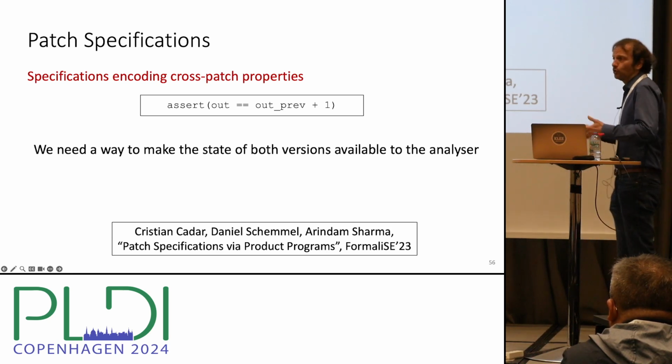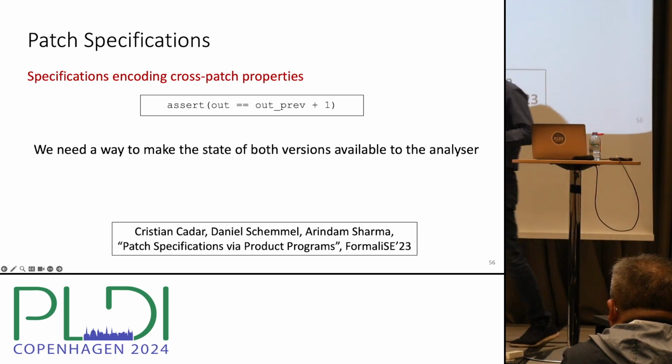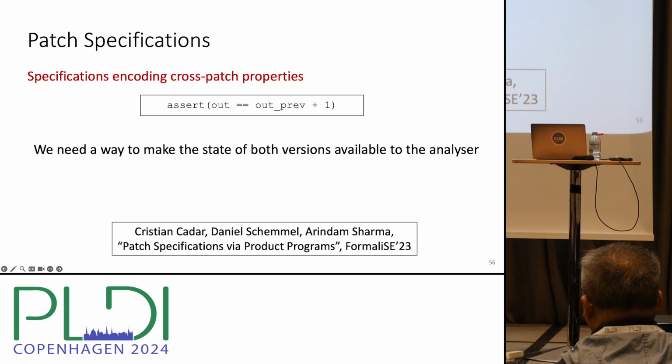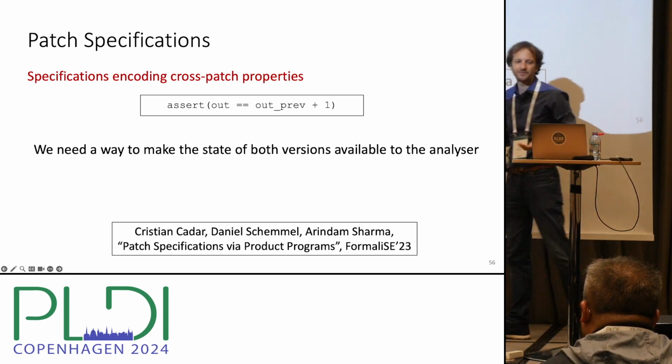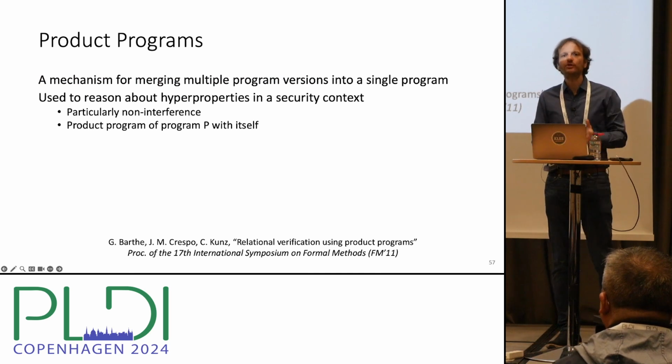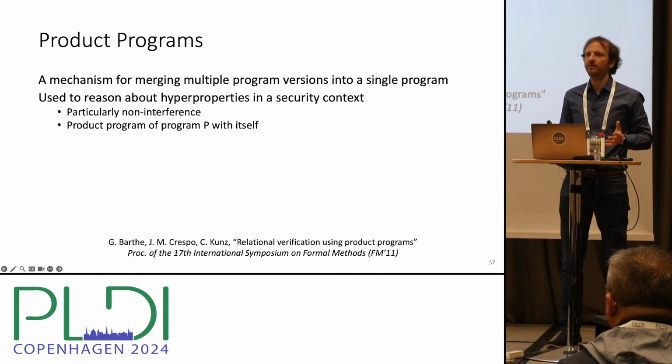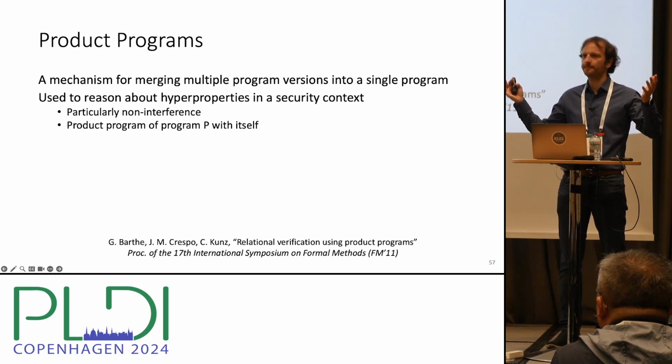Now, you can write these patch specifications, and in some cases they are actually easier to write than a regular specification, these absolute specifications, if you want. But then, how do we use them? We need to be able to refer to out_prev in some way. So here is where product programs come into play. Anybody know about product programs?